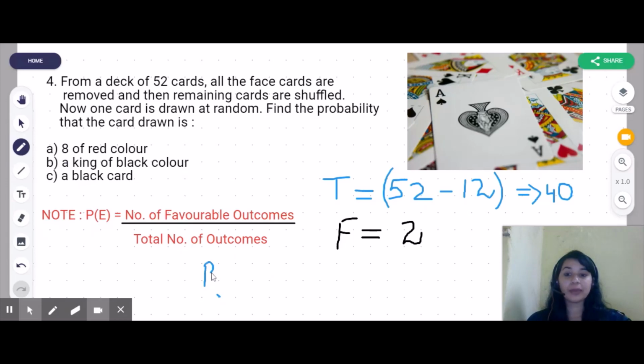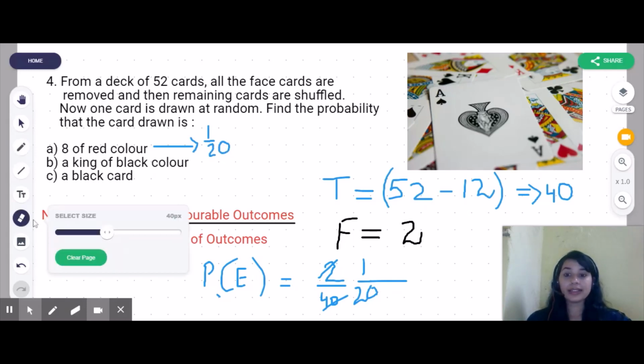Let us quickly substitute them together in the formula. So we will have the probability of this event, for getting an 8 of red color. What are my favorable outcomes? They are 2. And what are my total outcomes? They are 40. Again, do not ever forget to reduce them to the lowest form. So what are we going to get? Ultimately, the final answer for the first part is going to be 1 by 20.